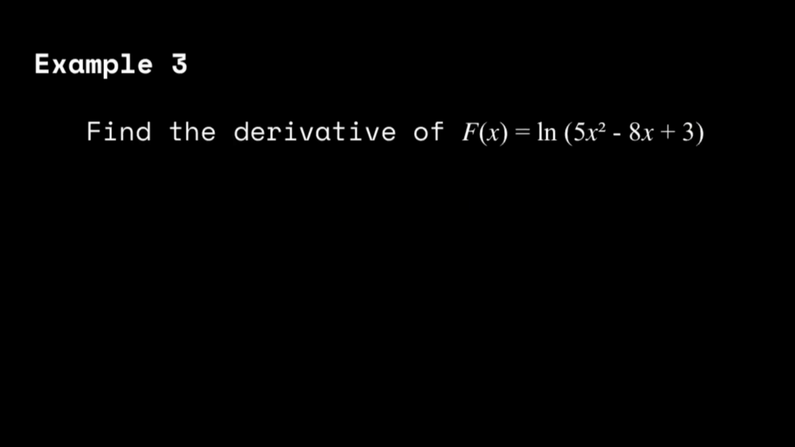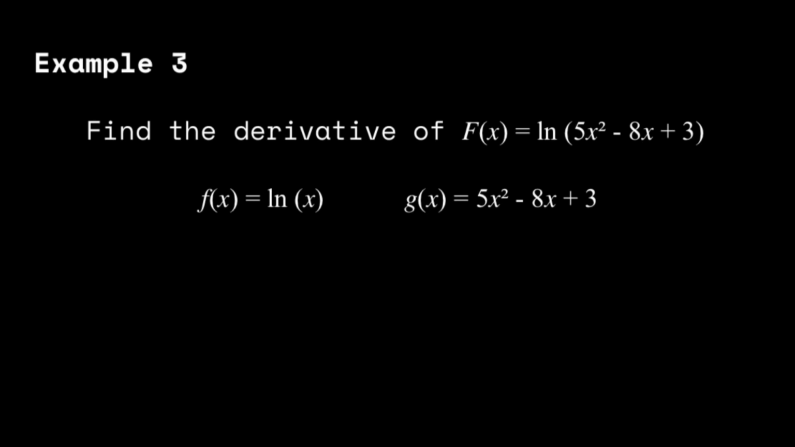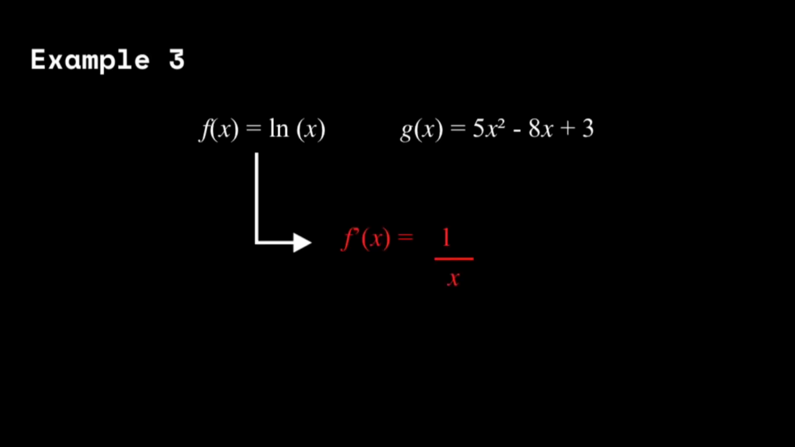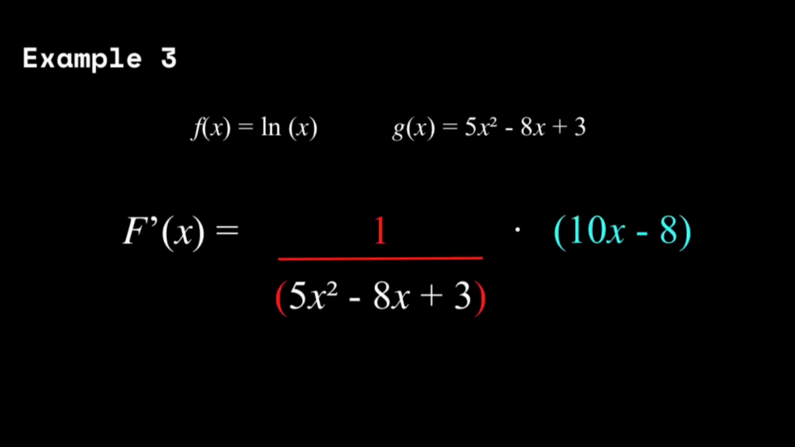For example 3, we have natural log as our outside function, and if you remember, the derivative of a natural log is f prime equals 1 over x, and using the chain rule we do the same for this outside function. We turn it into 1 over x, and x will be g of x, keeping it the same.